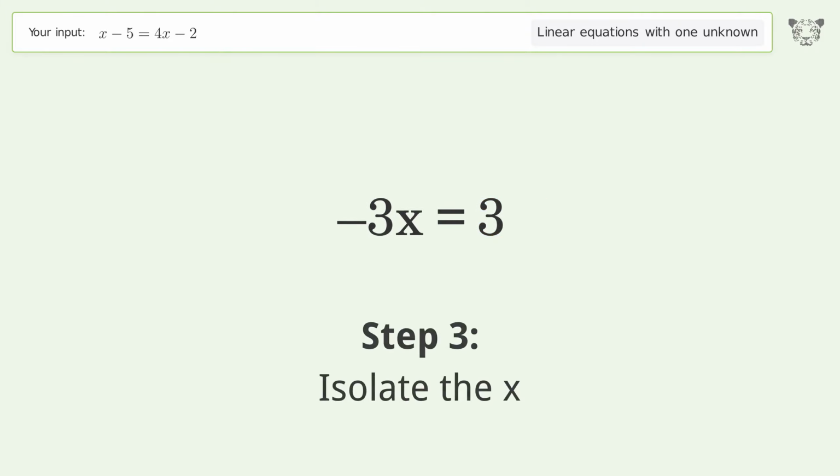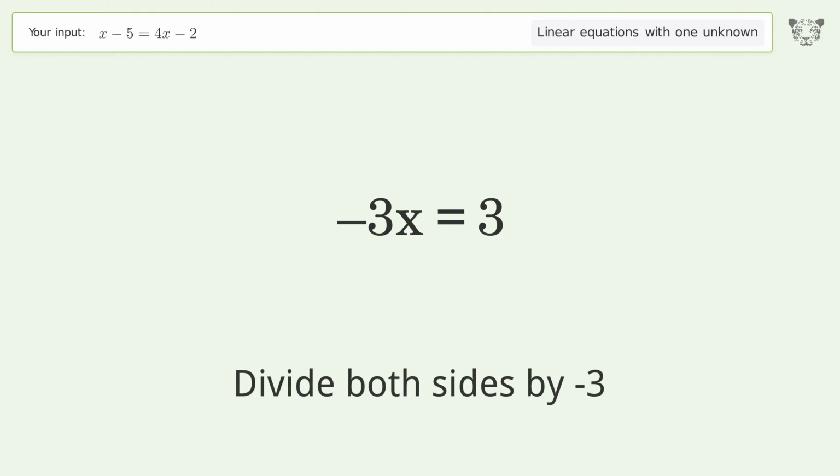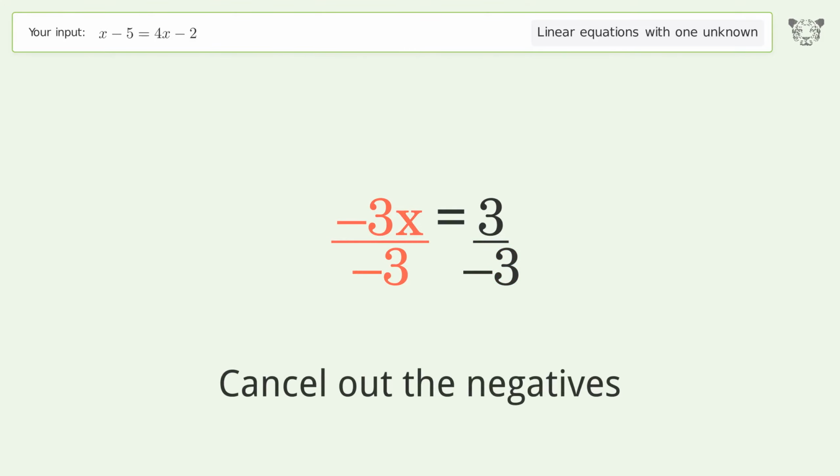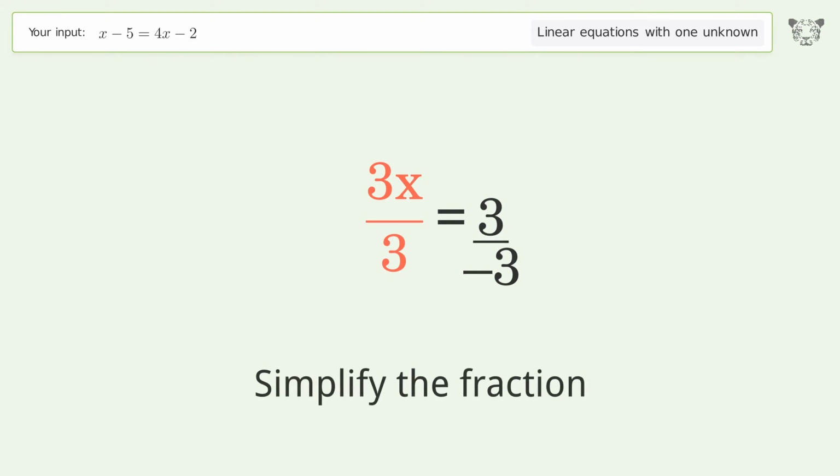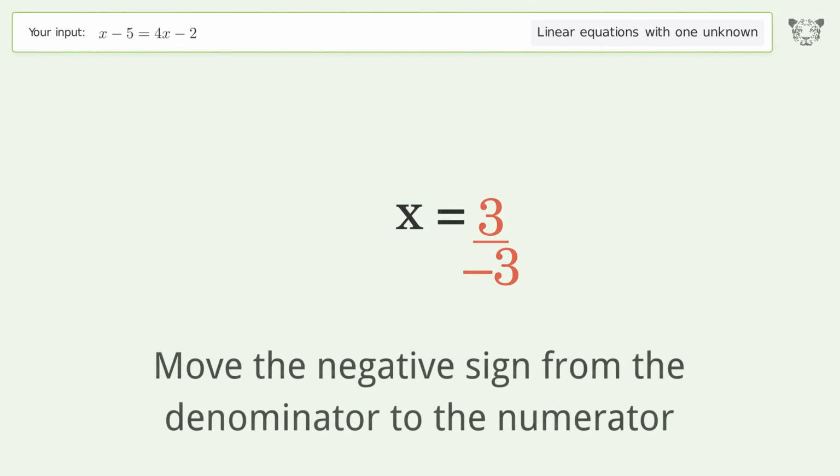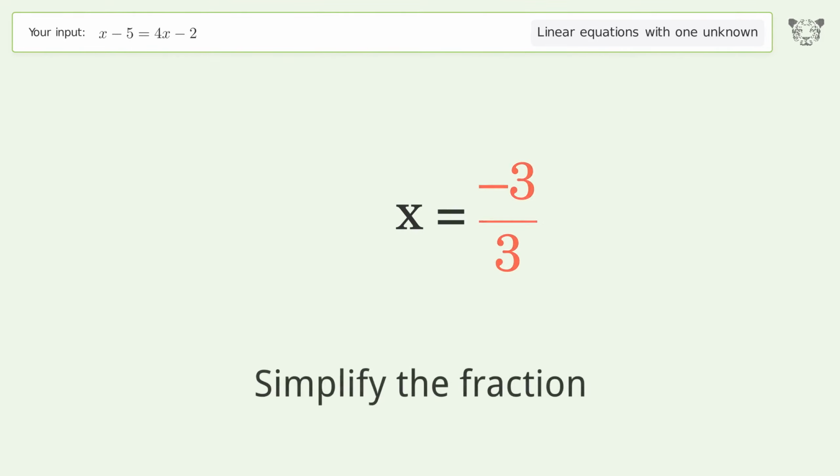Isolate the x. Divide both sides by -3. Cancel out the negatives. Simplify the fraction. Move the negative sign from the denominator to the numerator. Simplify the fraction.